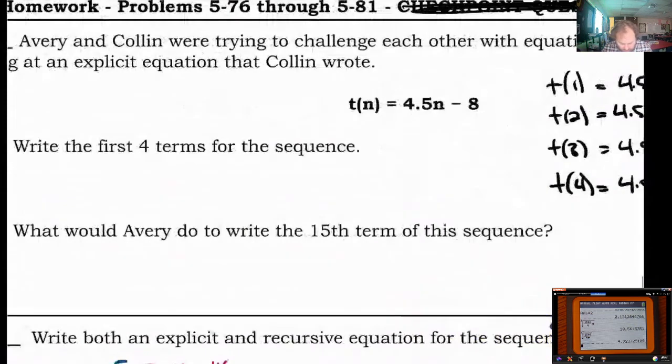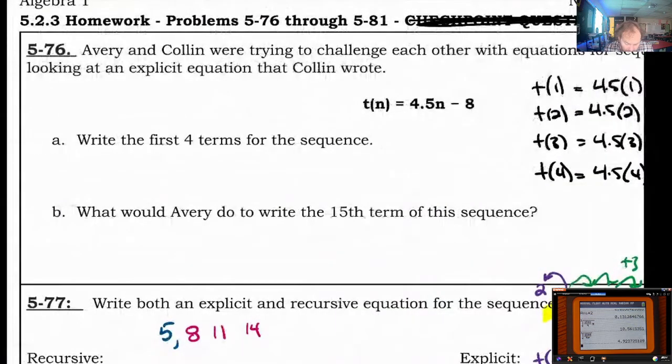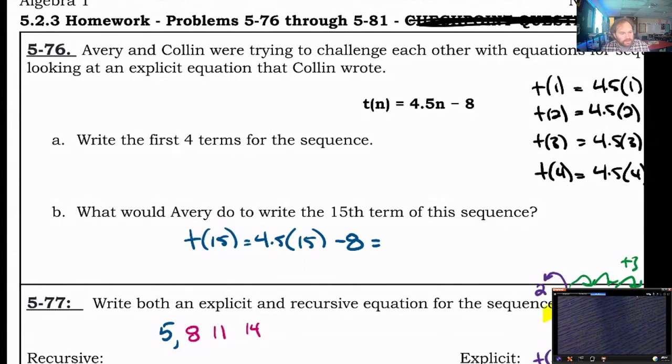What would Avery do to write the 15th term of this sequence? Honestly, all you would do is plug in 15. What's nice about an explicit sequence is that all you really need to do is plug in the number in order to get what you need here. Now I'm going to use a calculator for this because I have it ready to go. So this is going to be 4.5 times 15 minus 8, and that's going to be 59.5.